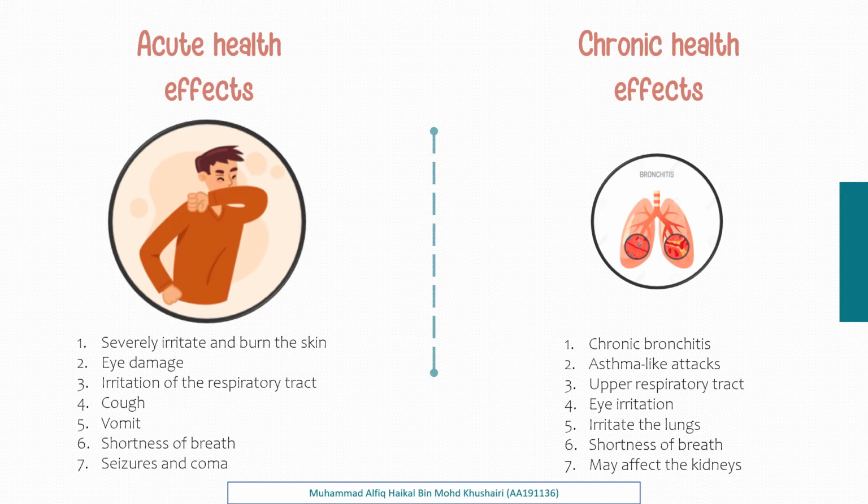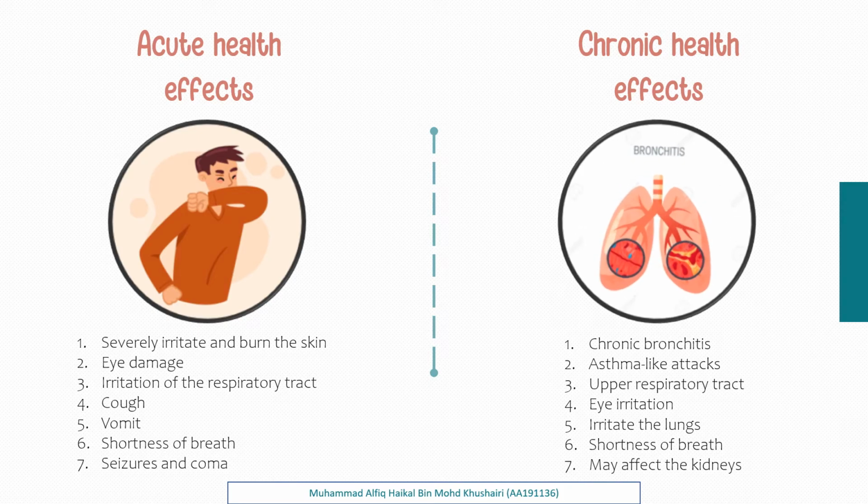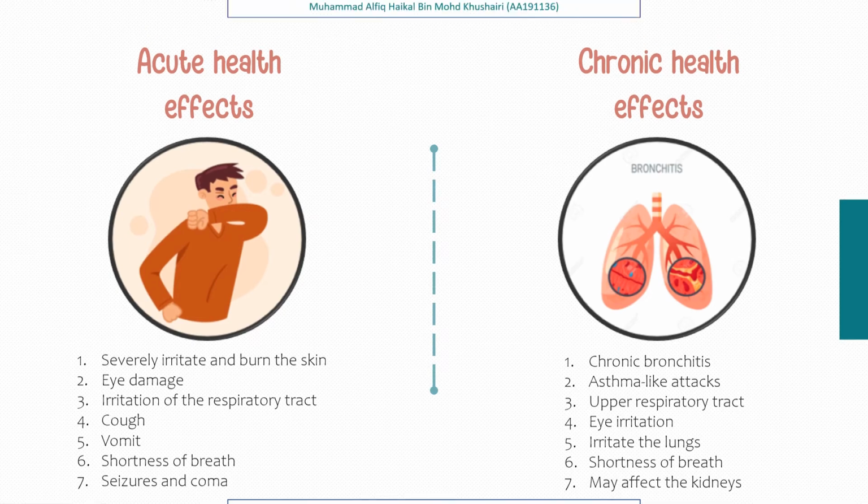The long-term health effects can occur some time after exposure to maleic acid and can last for months and years. Exposure to maleic acid has been observed to cause chronic bronchitis, asthma-like attacks, and upper respiratory tract and eye irritation in workers. Other long-term effects of maleic acid: it can irritate the lung. Repeated exposure may cause bronchitis to develop with cough and shortness of breath. Maleic acid may also affect the kidneys.